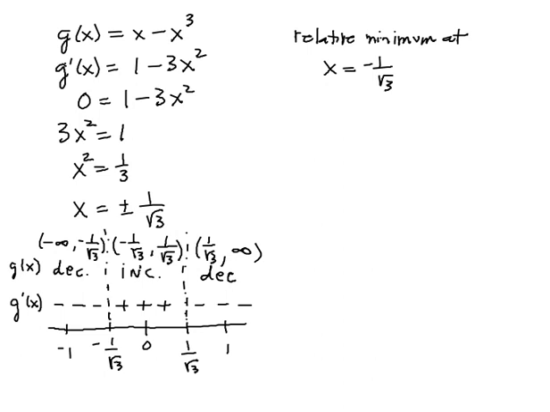Now at 1 over the square root of 3, my other critical point, the derivative is positive, so the function's increasing to the left of that and then goes to decreasing. So something that's increasing and then starts decreasing has hit a high point. So I have a relative maximum at x equal to 1 over the square root of 3.